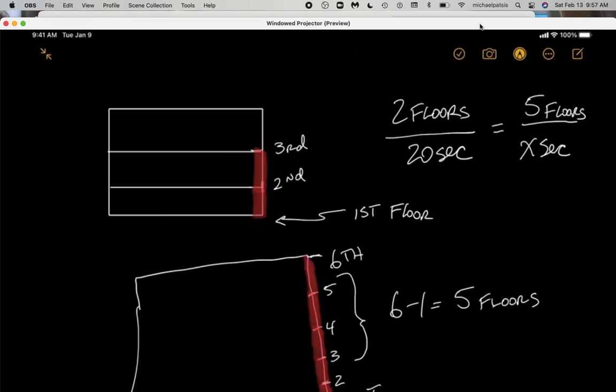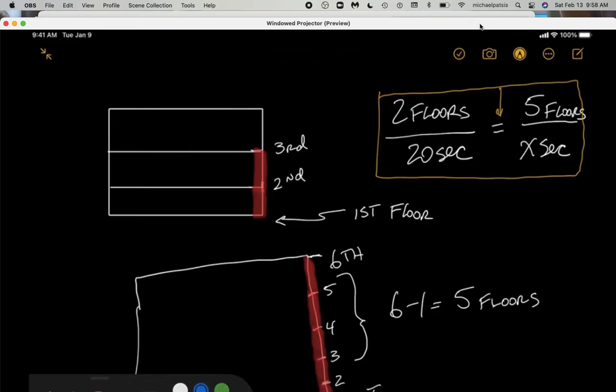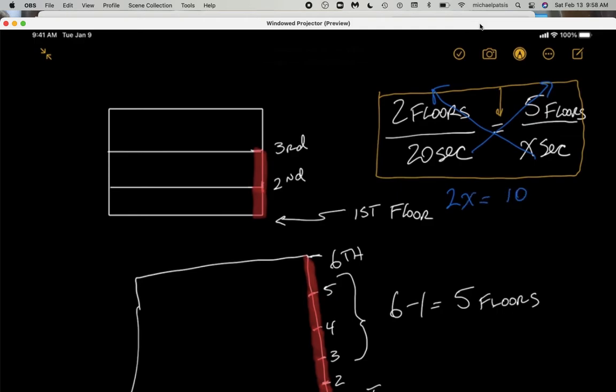So now you have this simple proportion set up, where you have 2 floors is to 20 seconds as 5 floors is to x seconds. Whenever you have 2 fractions separating each other with an equal sign in the middle, that is a license to cross multiply. So that's what we're going to do. And we're going to have 2x equals 100, x equals 50 seconds.